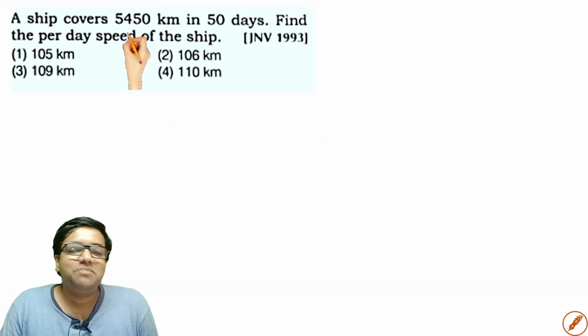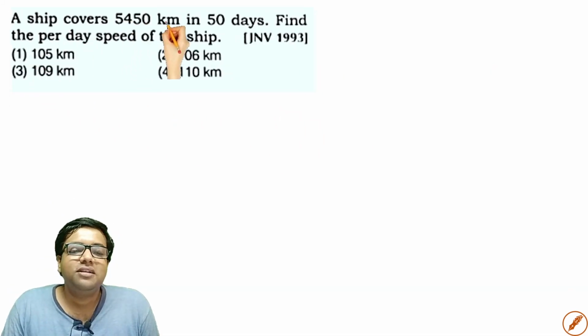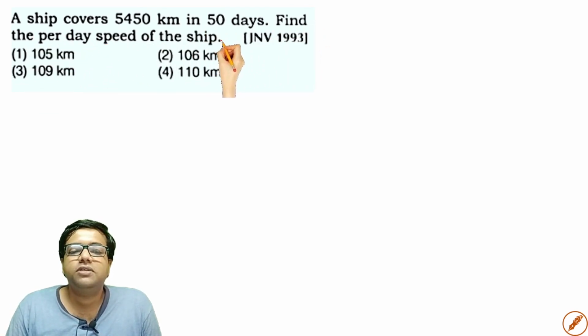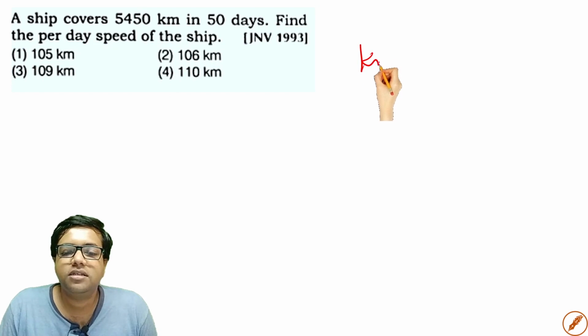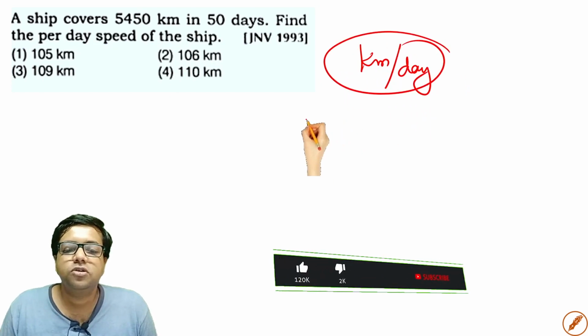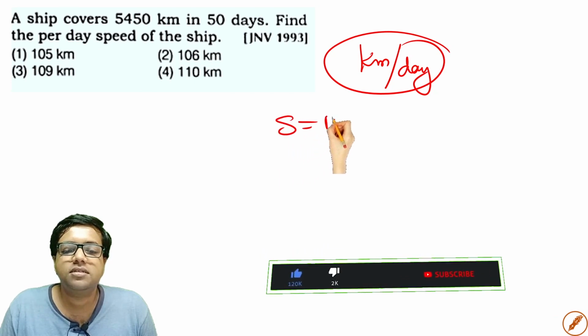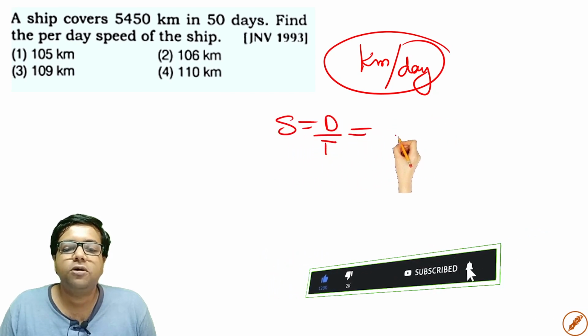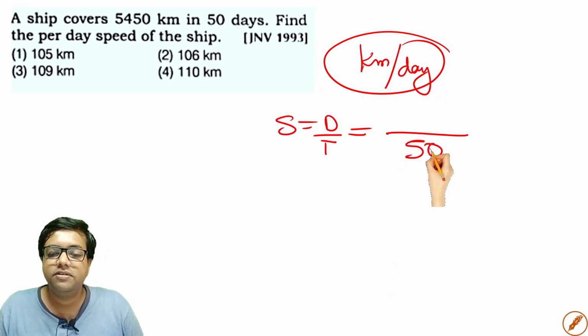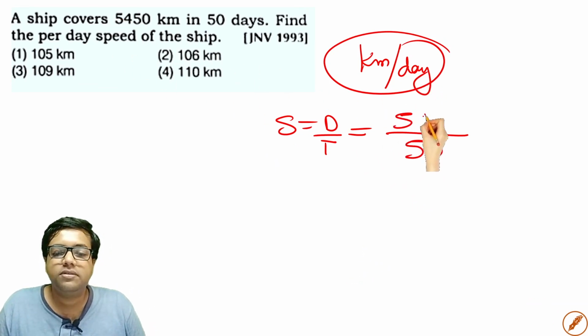A ship covers 5,450 kilometers in 50 days. Find the per day speed of the ship. We need to find the speed in kilometers per day units. So we know the speed formula, distance by time taken, and the time taken should be in days. How many days are there? 50 days. And what is the distance?